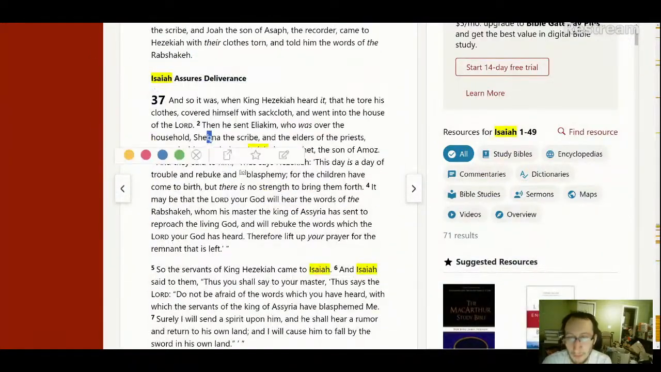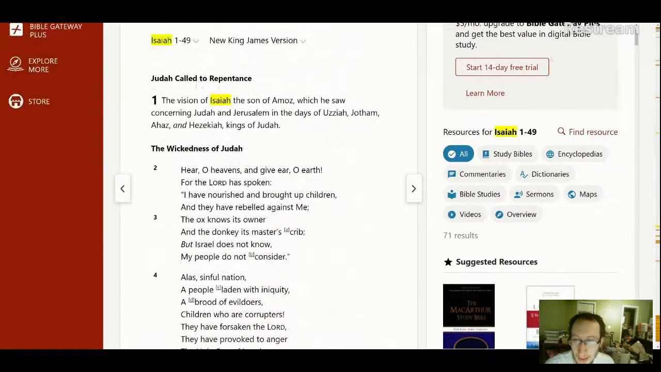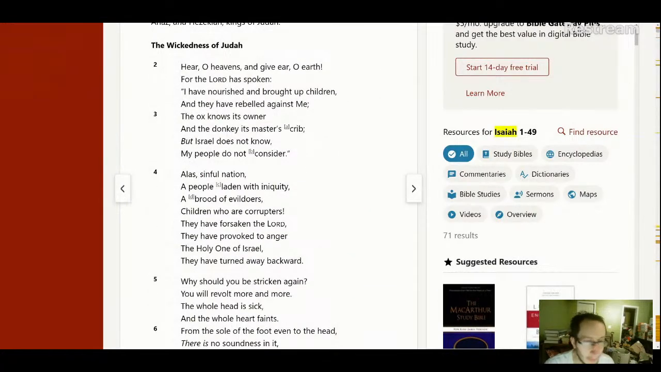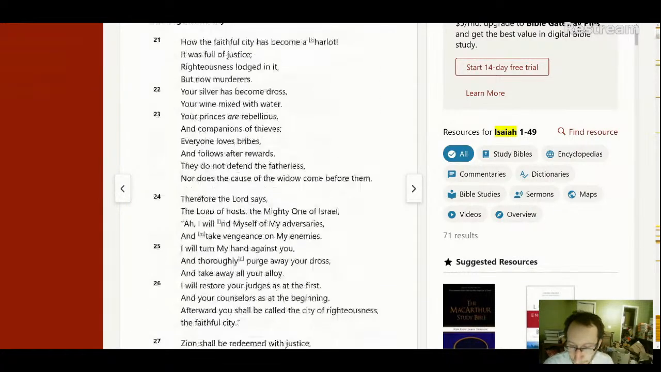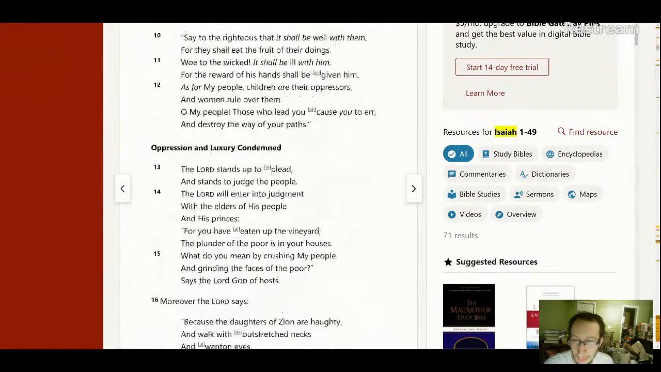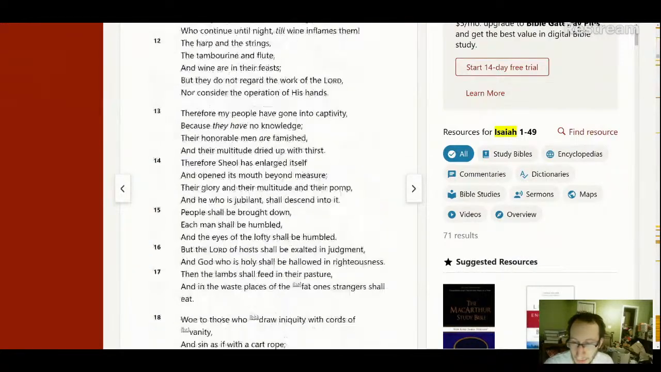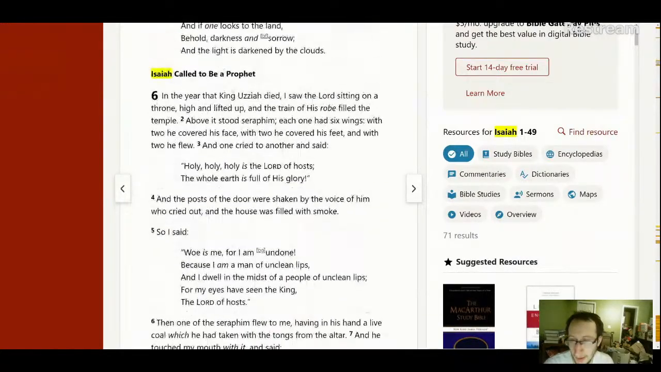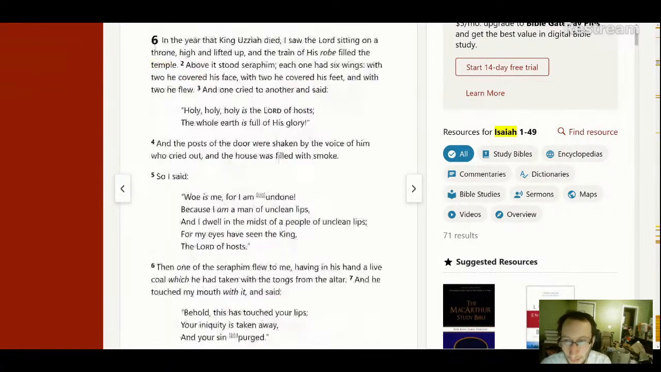Then in chapter 37, we see Isaiah. Now, throughout all the other parts of the text, it's always Isaiah talking, giving a prophecy, or Isaiah is directly mentioned in the text. So right here, in the year that King Uzziah died, Isaiah is talking, saw the Lord.